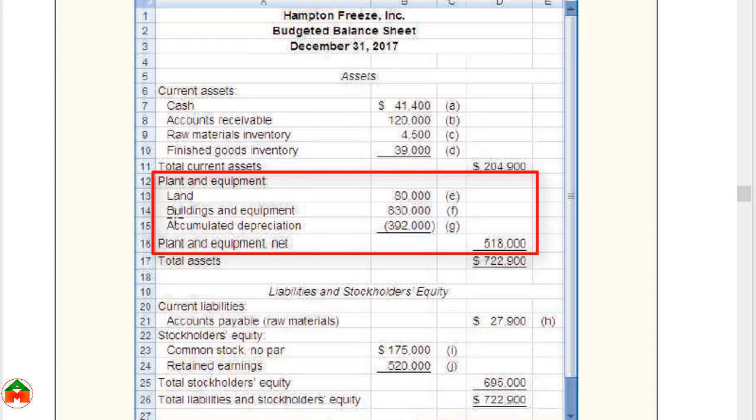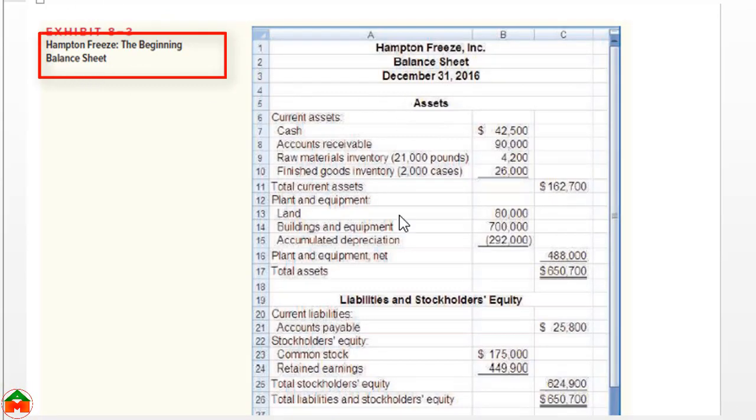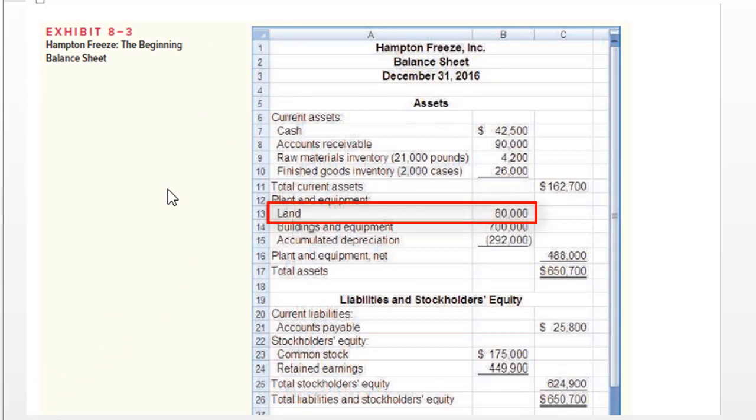Now we are going to show the plant and equipment. Here we can see land, building and equipment, and then deduction of accumulated depreciation to get the net plant and equipment. The beginning balance of this item will be taken from the beginning balance sheet. This is the budgeted balance sheet, but we will take the balance from the beginning balance sheet and then we will adjust. From this beginning balance sheet, we can see the balance of land is 80,000. In the previous budgets, there is no addition or deduction in the land asset. That's why this asset would be considered as closing balance in the budgeted balance sheet.